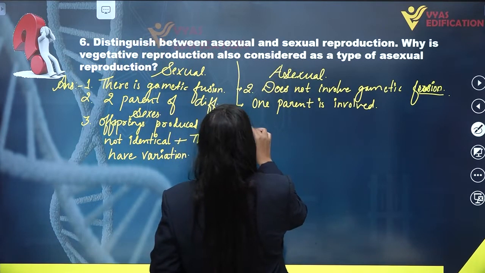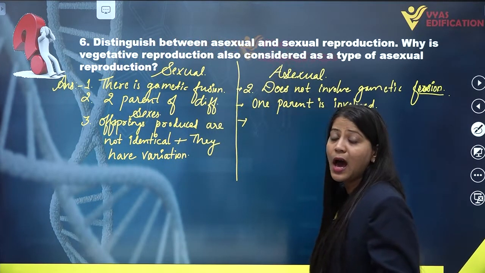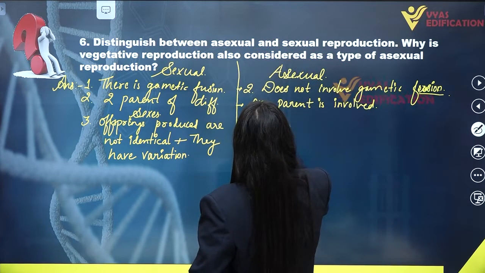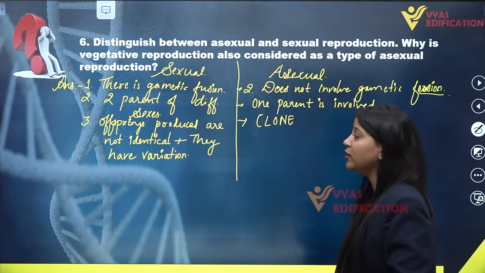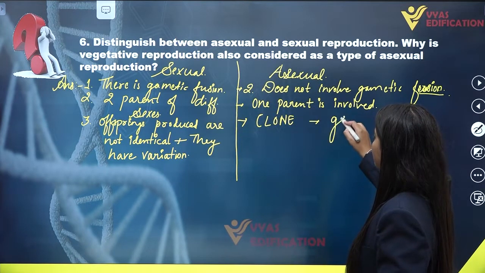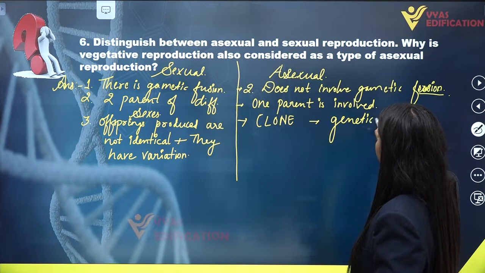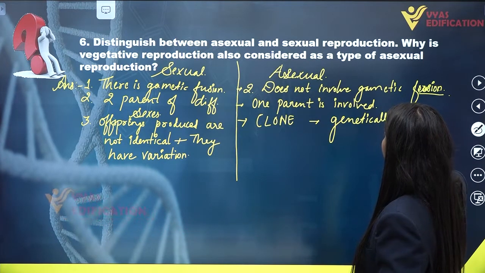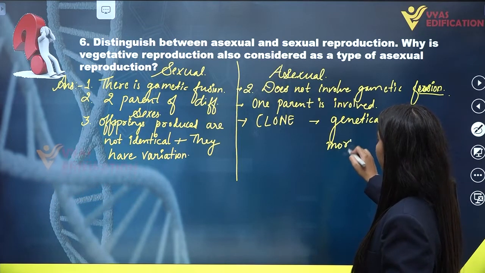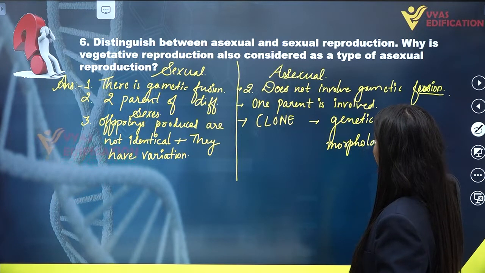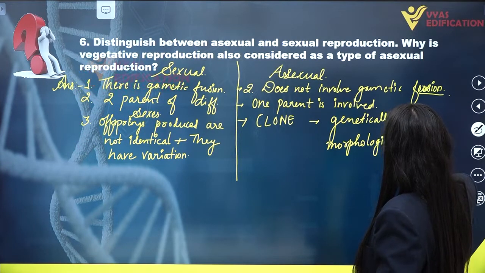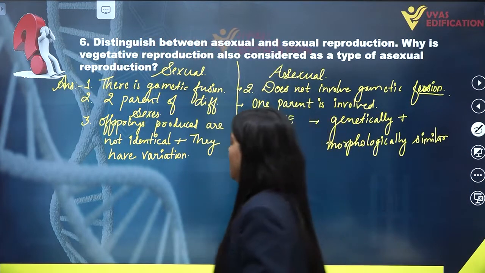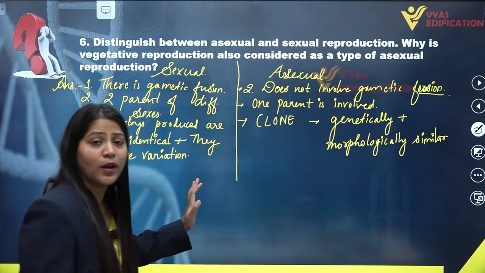Whereas the offsprings of asexual reproduction are known as clones. Clones are produced from asexual reproduction. That means the offsprings are genetically plus morphologically similar to their parents and among themselves also. So this is the difference between asexual and sexual reproduction.